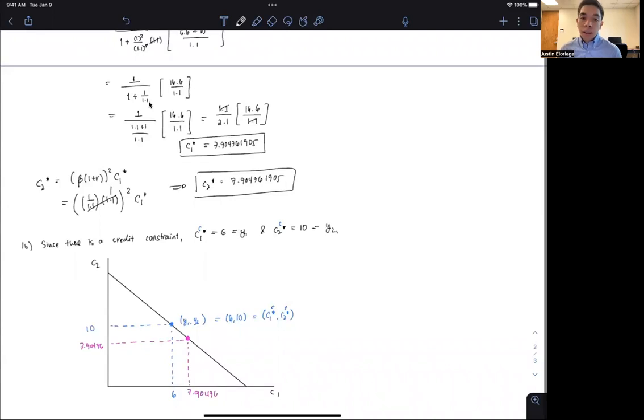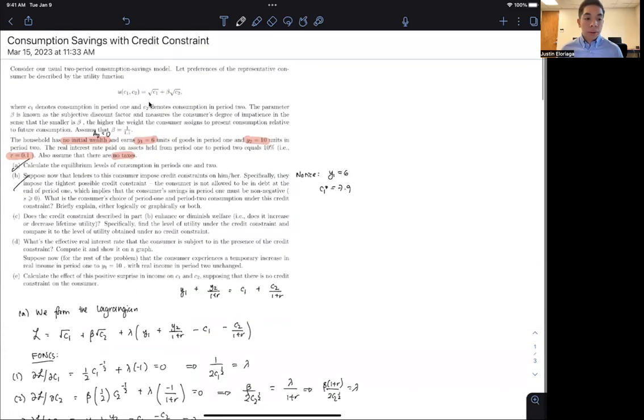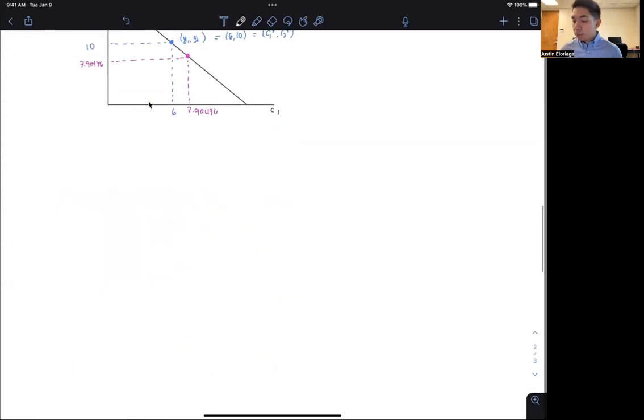Today we continue with the questions that we've had. We answered A and B in the last video. Now let's answer C. C is asking, does the introduction of this credit constraint enhance or diminish welfare? For that, we're given a direct utility function and we know the allocations under both cases. We can simply calculate the level of utility and compare the two. So that's what we do with C.